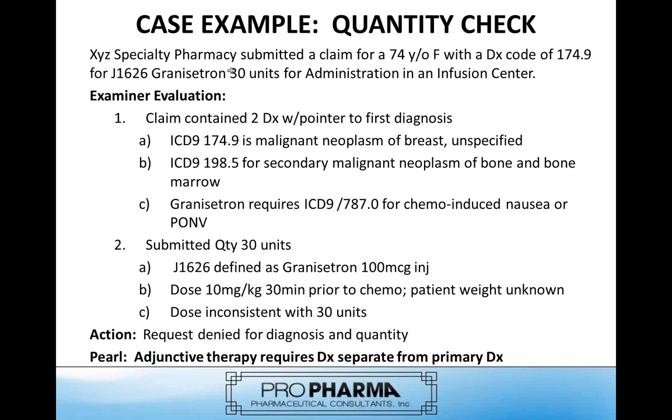Another example: a different specialty pharmacy submitted a claim for a 74-year-old female with a diagnosis code of 174 for a drug called granisetron, which is for nausea.